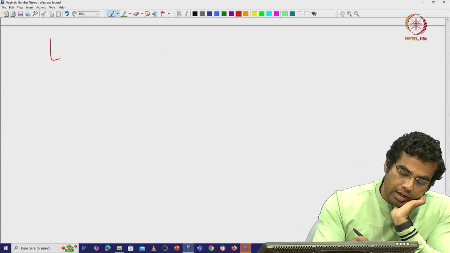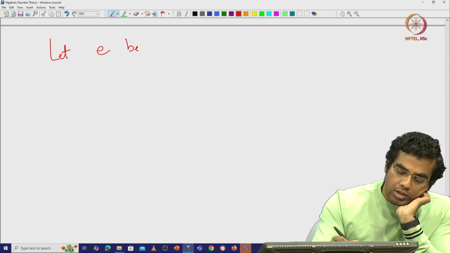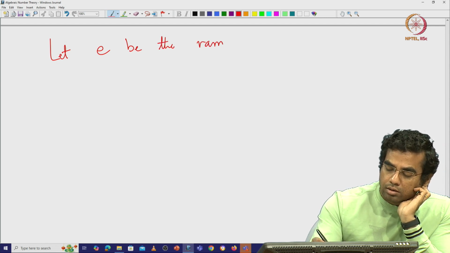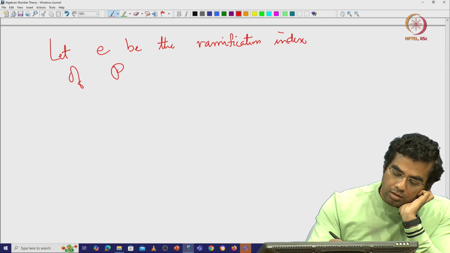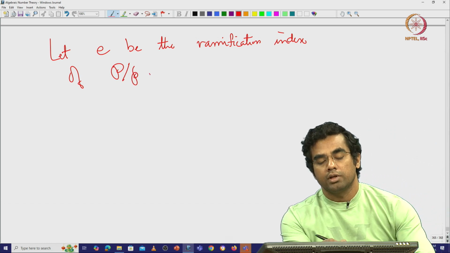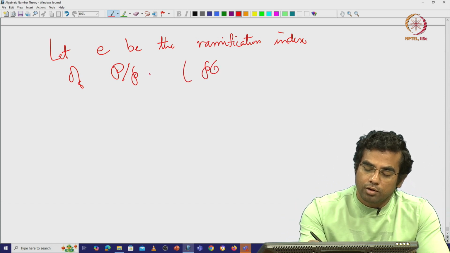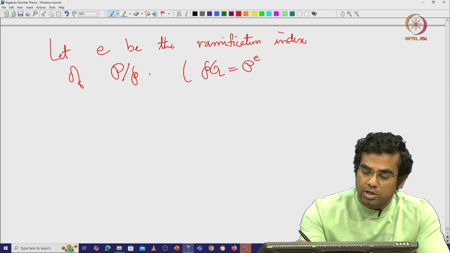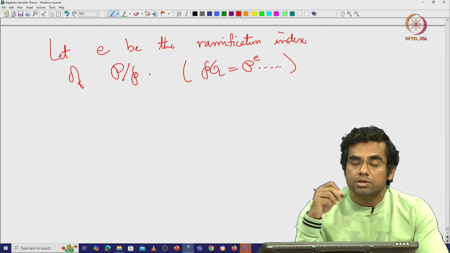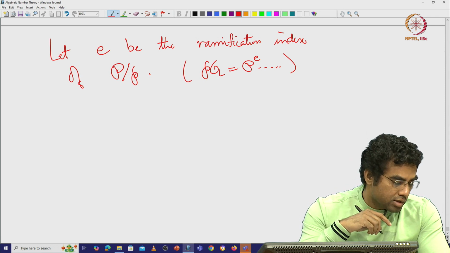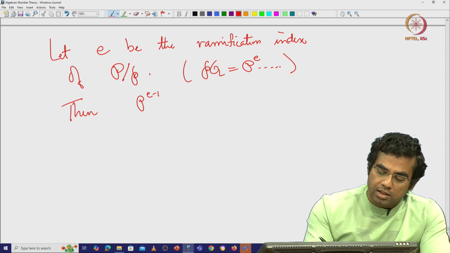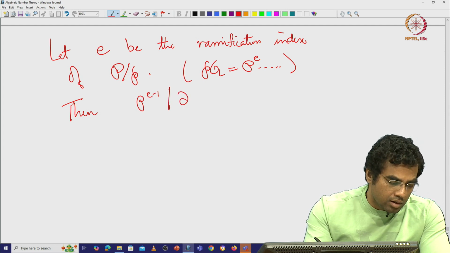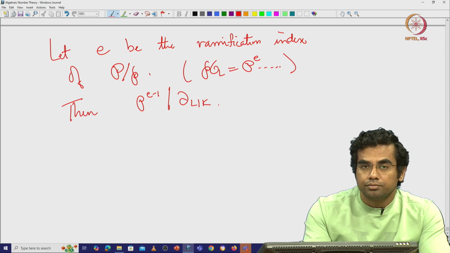Okay. Let e be the ramification index of capital P over small p. So let me recall for you what this means. This means that capital P appears to the eth power and then there are some other terms. Okay, so that's the ramification index. Then P to the power e minus 1 divides the different of L over K, right.